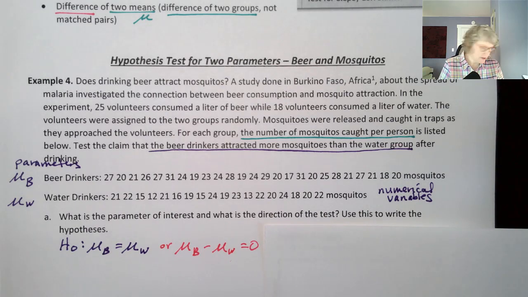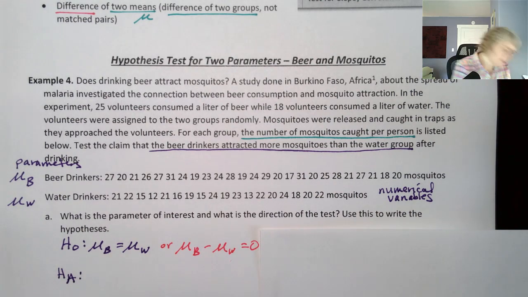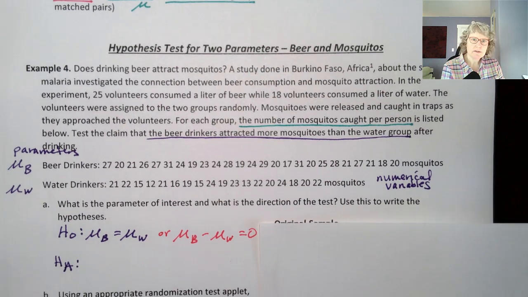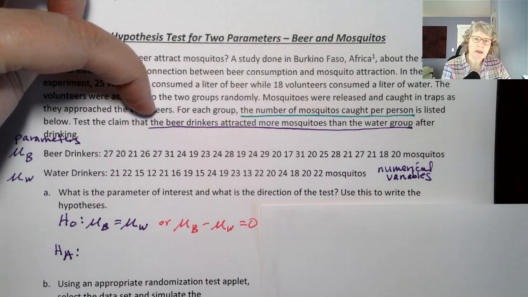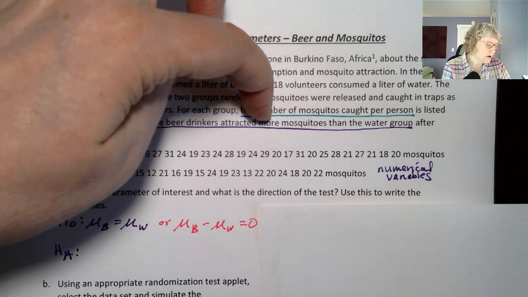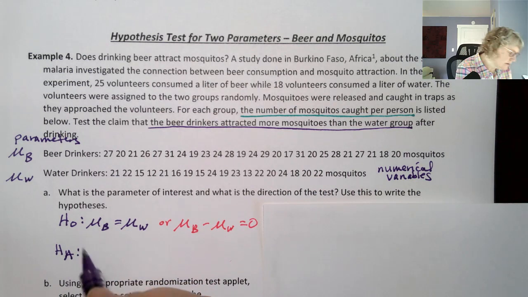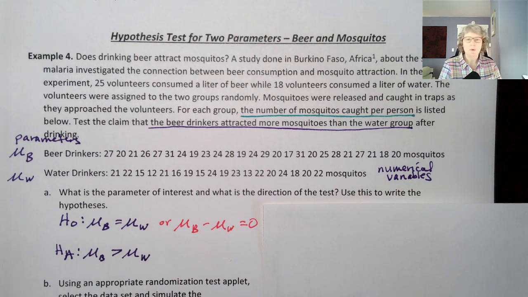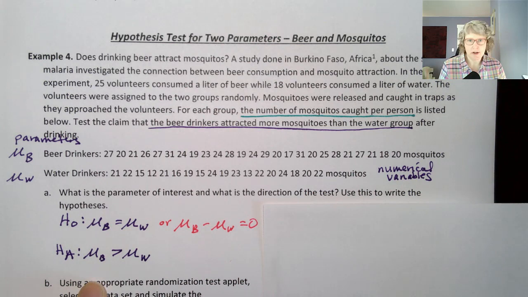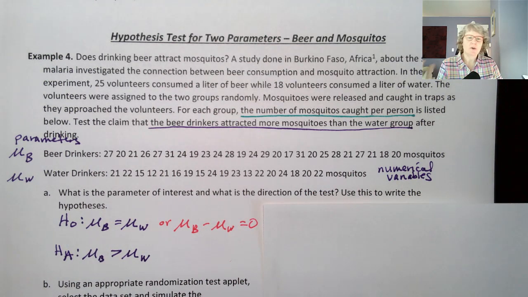We still need to write our alternate, right? So our alternate, that comes from, it says, let me move this up. It says test the claim, right? The alternate comes from our claim. Beer drinkers attracted more than the water group. So that's going to be mu B is greater than mu water. Okay, really important to use the letters that correspond to the study because it can get really confusing if you don't. If you use 1 and 2, you're like, wait, which was which again?